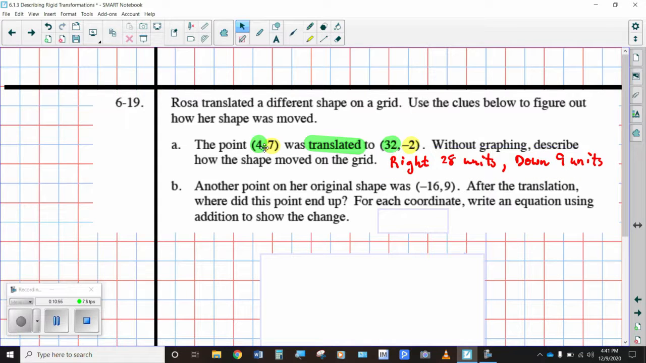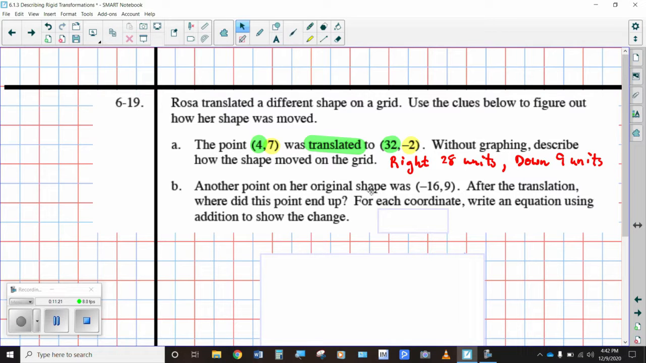Because it increased. It went from 4 to 32, so it increased by 28 units, which is going in the positive direction, which means it's moving to the right on the x-axis. And it went from 7 to -2, which means it went down. To go from 7 to -2, that's going down 9 total units, right? Because it takes 7 units just to get to 0, plus another 2 units to get to -2.